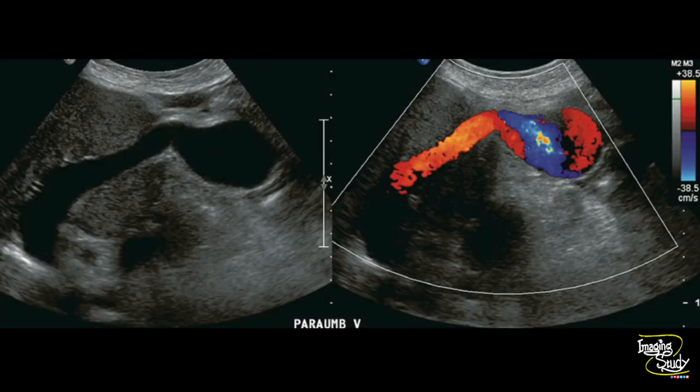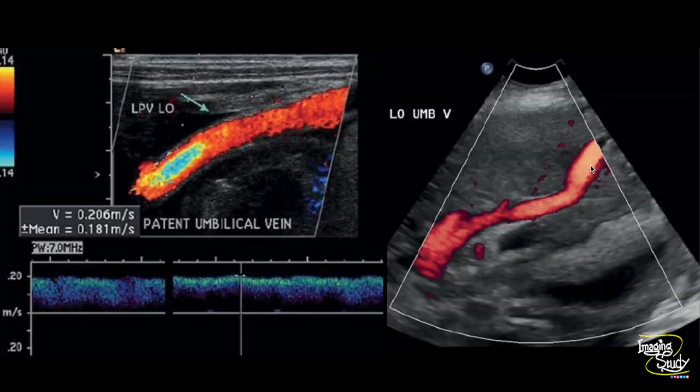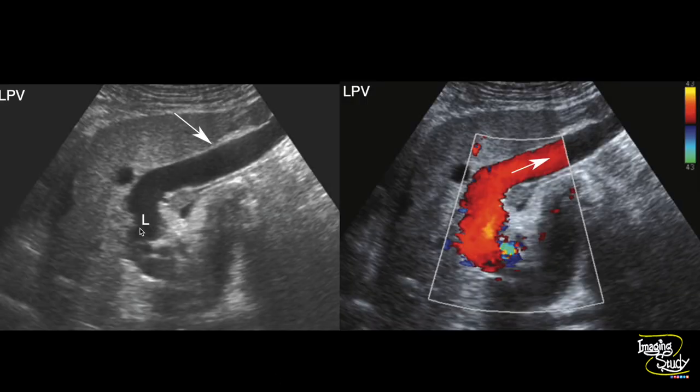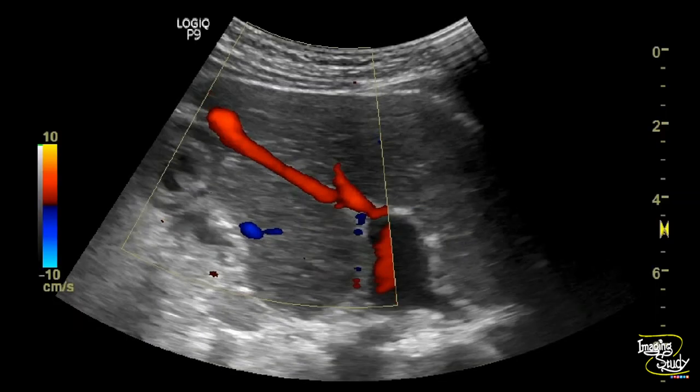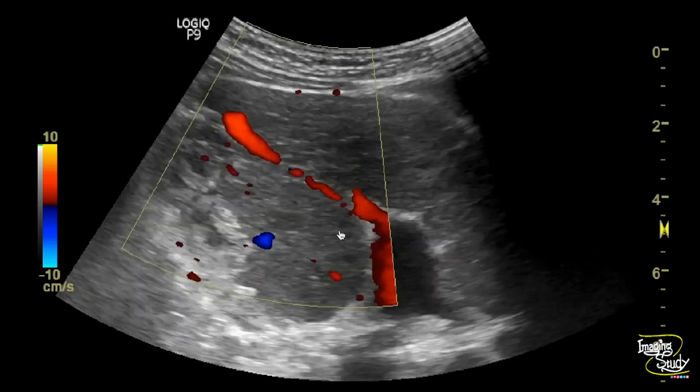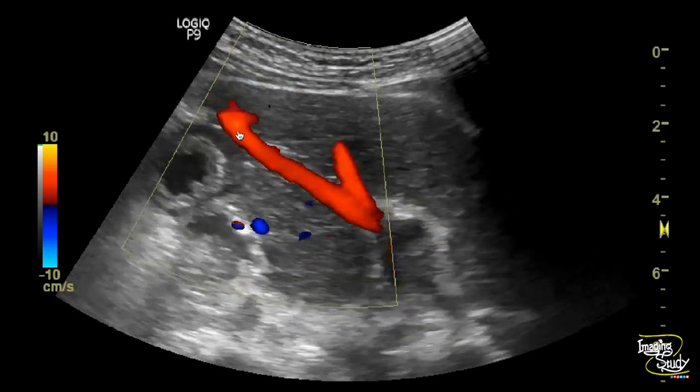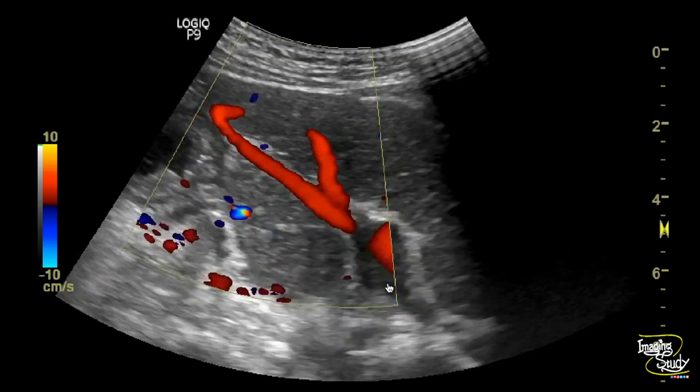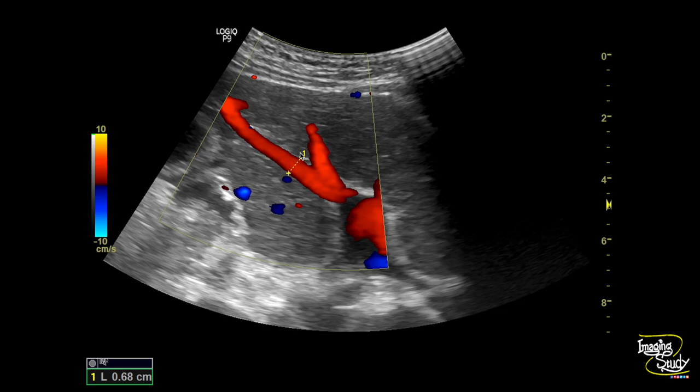Here's another picture of the paraumbilical vein. Again, the recanalized paraumbilical vein showing a very good amount of flow. Again, the paraumbilical vein connected to the left branch of the portal vein. This is the paraumbilical vein in a patient with cirrhosis and portal hypertension. The diameter was 7 mm.